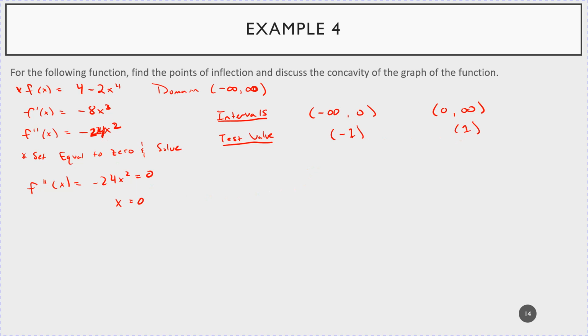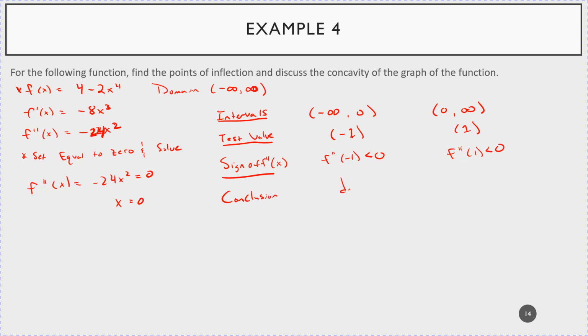And so now look, you're looking at the sign of the second derivative. Well, f double prime of -1. Well, look, it's x squared, so that's always positive times -24. So that's less than 0. And it's the same thing over here. f double prime of 1 is also less than 0, because 1 squared is 1, but times -24. All right, so what's my conclusion?